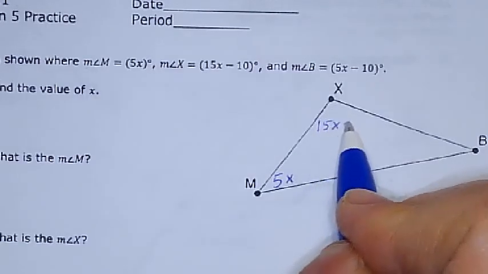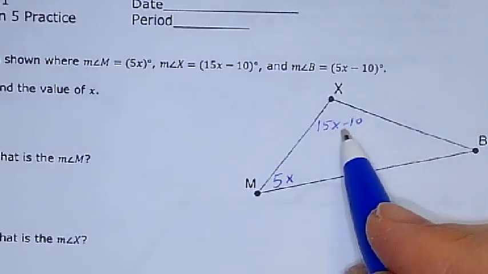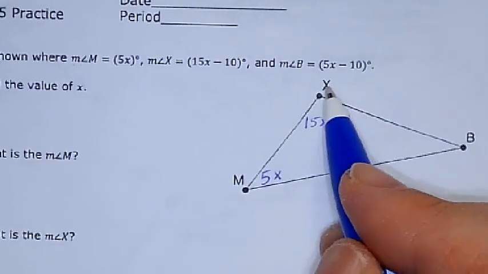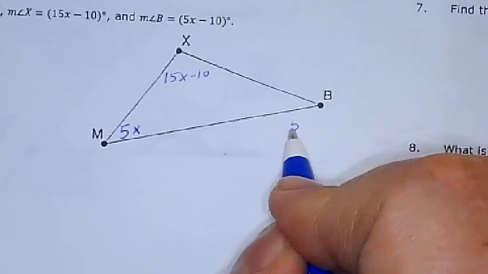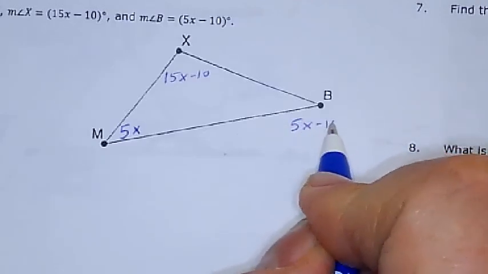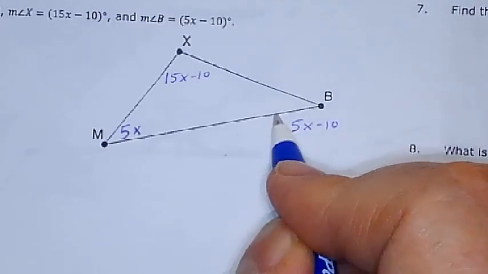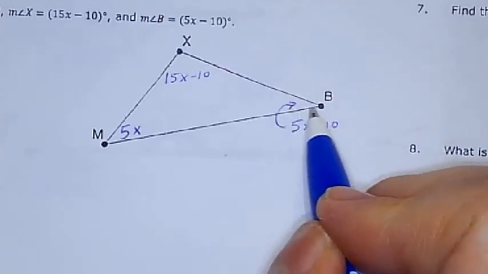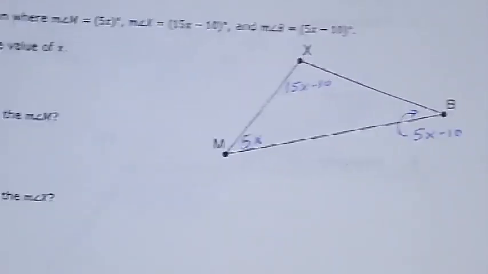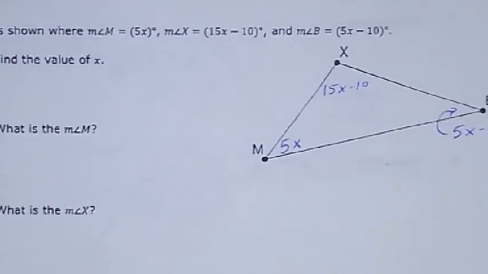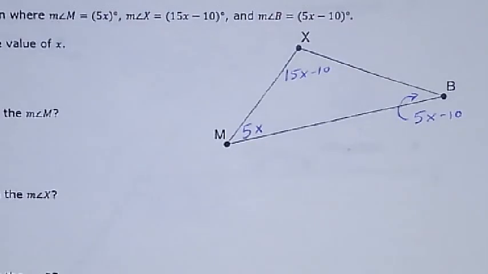Okay, I labeled that. Now the measure of angle B is 5x minus 10. So that's right there. I just put a little arrow since I couldn't fit it in there. Now, if you are trying to figure out the value of x, you have to determine, are we dealing with interior angles or exterior angles? Makes a huge difference.